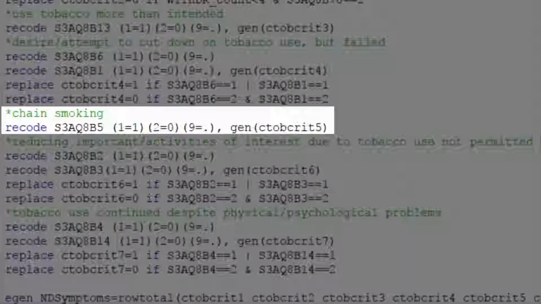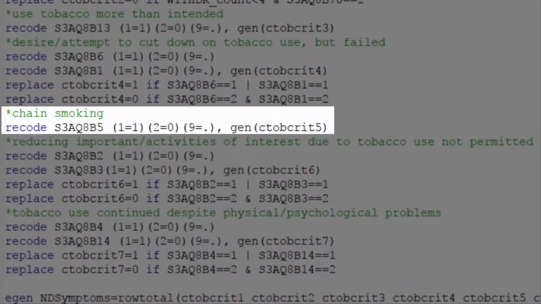The next new variable is defined as 1 if the answer to the variable, have you ever found yourself chain smoking in the last 12 months, is yes. It's defined as 0 if the answer is no, and 9 answers are set to missing. Then we create this new variable C to B crit 5.